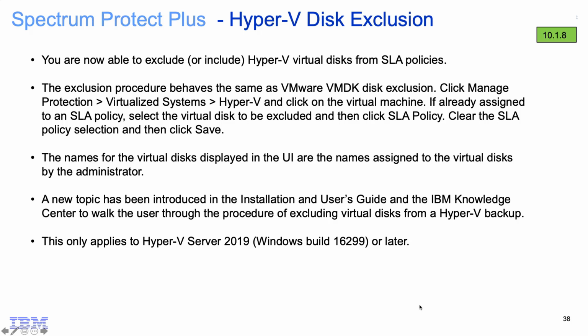You'll just click Manage Protection, Virtualized Systems, Hyper-V, and click on the virtual machine. And if it's already assigned to an SLA policy, you'll be able to select the virtual disk to be excluded. Just a note here, this only applies to Hyper-V Server version 2019, which is Windows Build 16.299 or later. That's because the APIs that we're using take advantage of that version of Hyper-V.